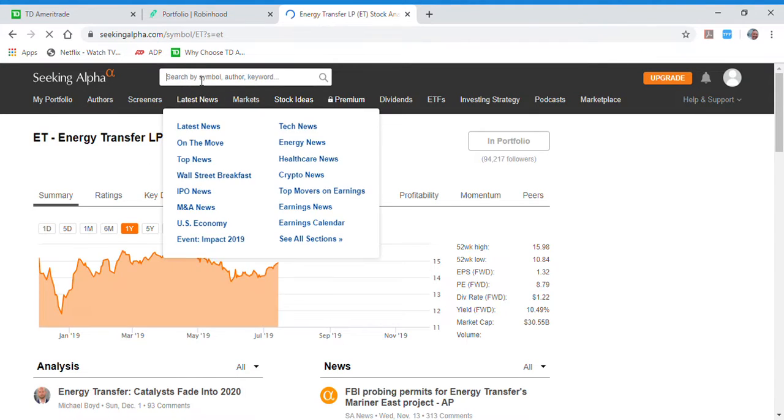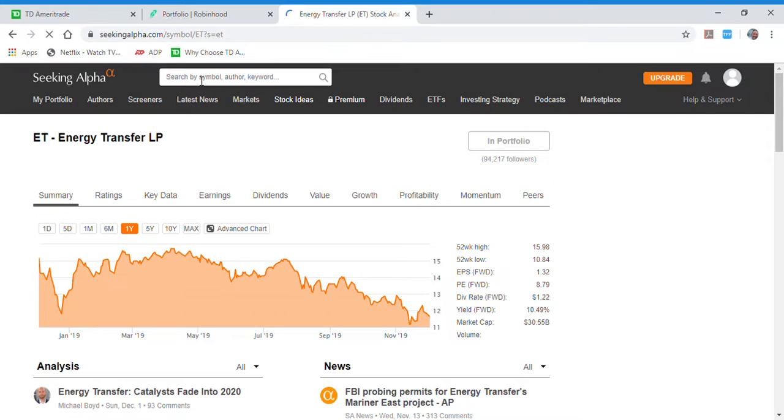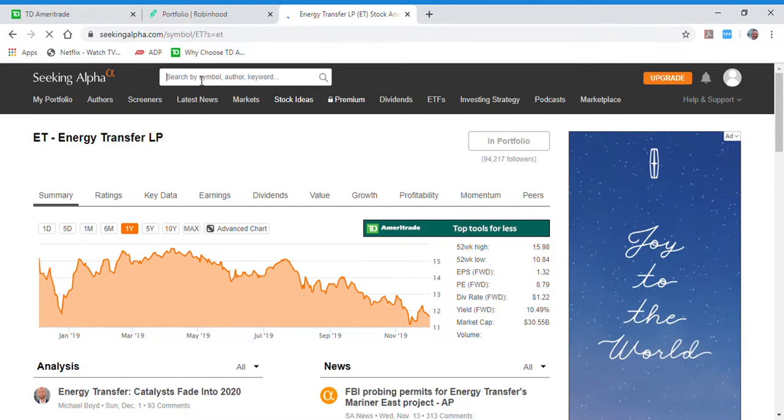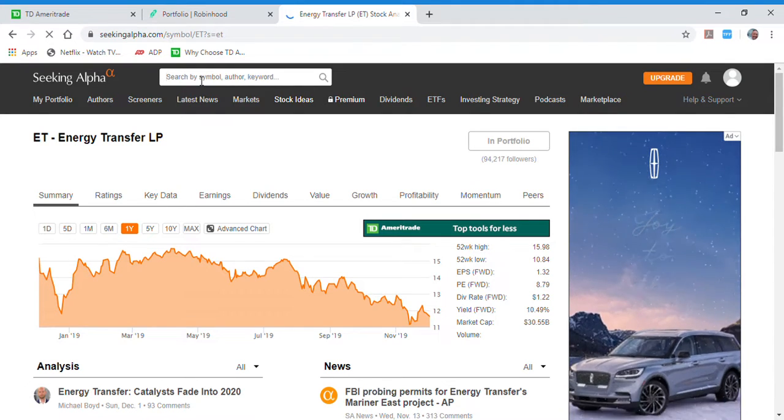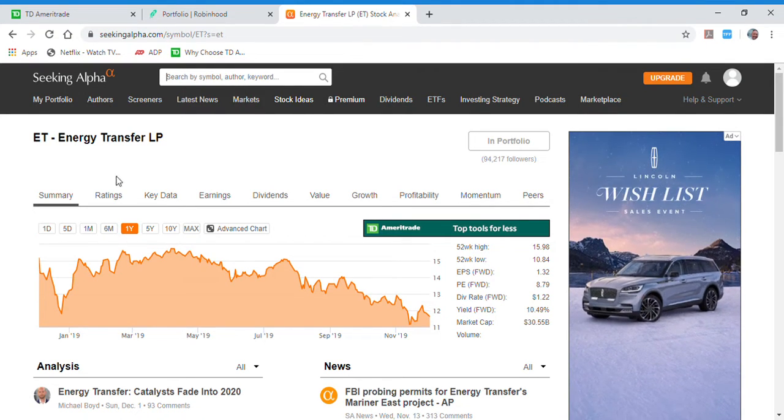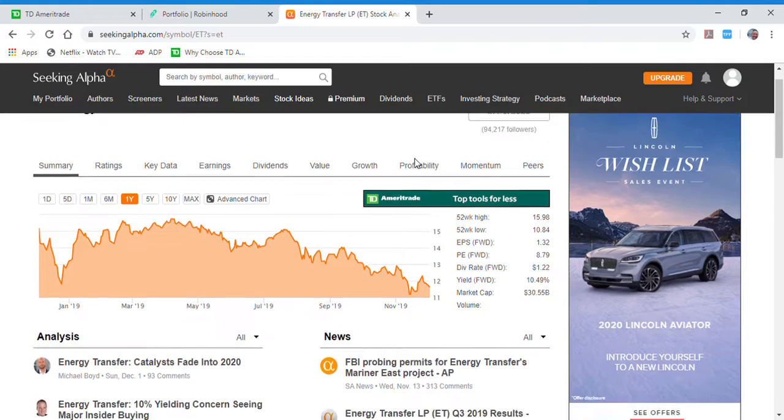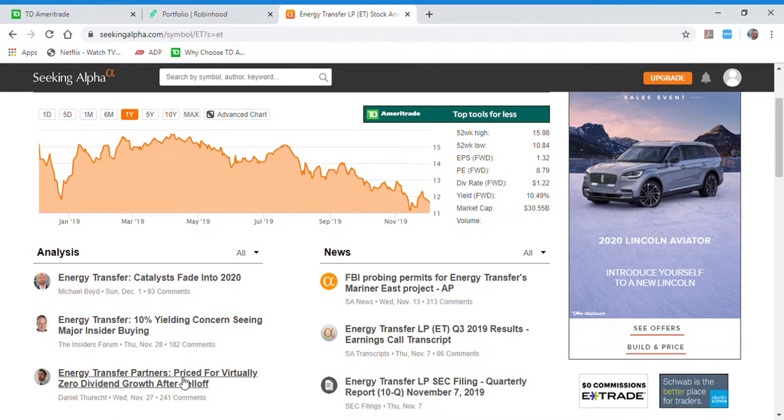I entered their symbol right here. ET is their symbol. You can also just enter the name of the company and it will bring up several companies that are close to that, including hopefully the one you're looking for, and it will tell you what their stock symbol is. So the first thing I come up to when I type it in is Energy Transfer LP. I go to the summary page to begin with. That kind of gives me some analyst news stories here if you want to read them. It also gives you direct news from and or about the company that's been published.